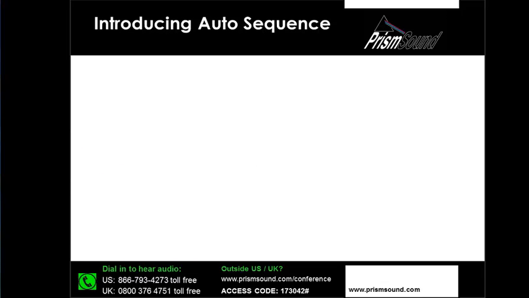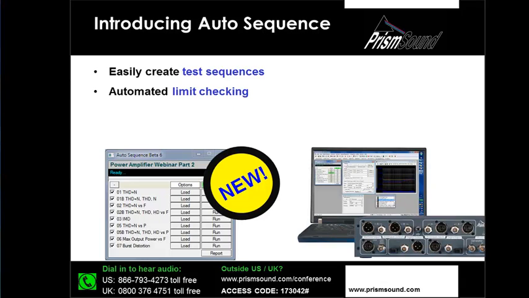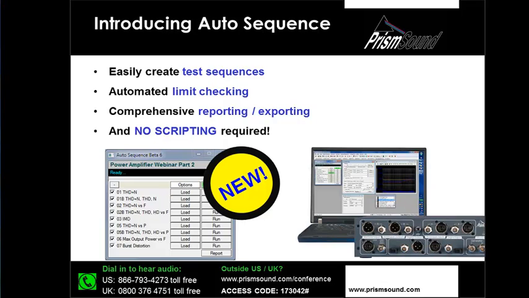Now, this will be unfamiliar to most of you. This is something that I'll be using for my practical workshop today. It's a new application for the D-Scope Series 3 system called AutoSequence. What is this? Well, it's designed to make your life easy if you want to set up sequences of tests for a power amplifier or a D2A converter or whatever else you might be testing. So the process of setting up the test sequences and switching between tests then becomes very simple, as you'll see. And we can easily cater for automated limit checking, reporting and exporting of the measurement data, and importantly, for the first time, this is all available in the D-Scope Series 3 system with no automation scripting required.